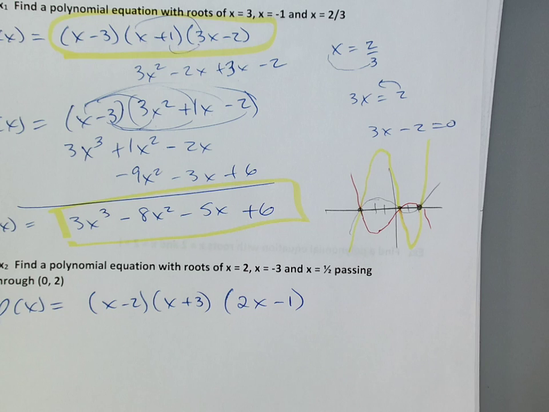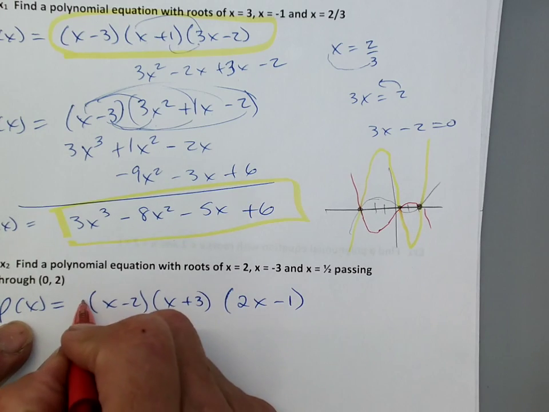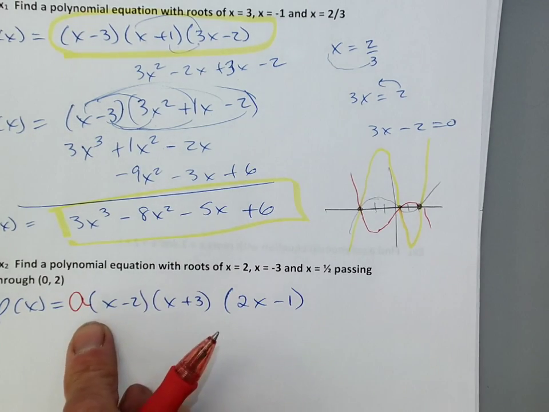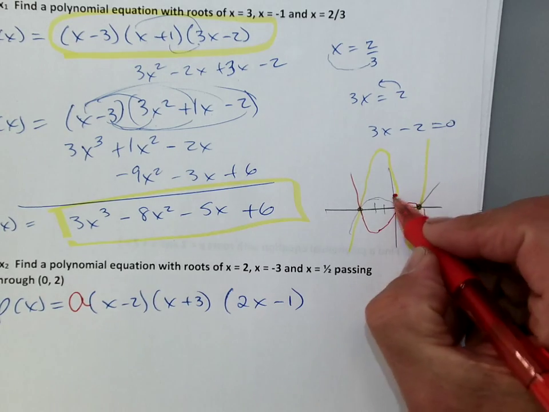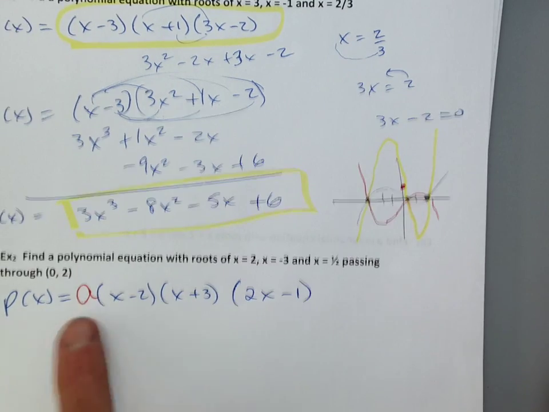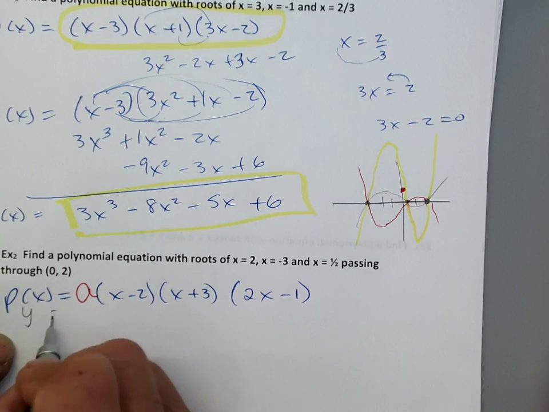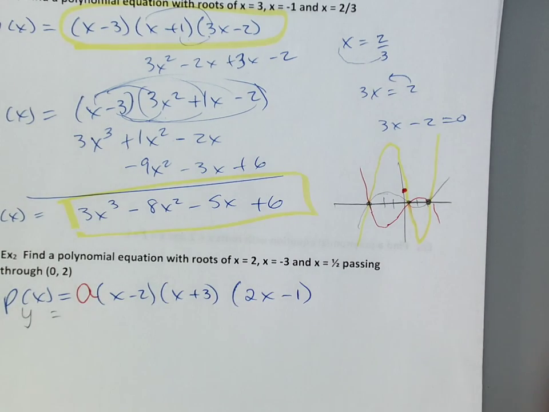Well, you need a point for it to go through. And in this case, we have a point. It's (0, 2). So there is some value a. Remember doing this? There's some value a right here that will force it to go through the point (0, 2). So what we need to do then is solve for the a. Now, p of x and y are the same thing, right? y equals, right? p of x and y are the same thing. f of x, y are the same thing.